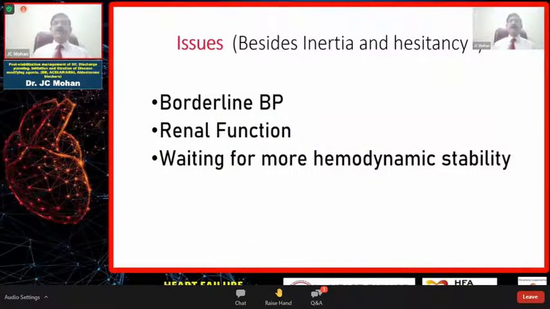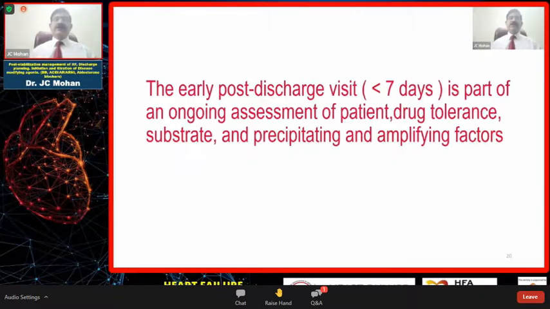So what are the issues besides inertia and hesitancy? Let us believe that we physicians should not have inertia and hesitancy. Borderline blood pressure, renal function, and waiting for more hemodynamic stability are the issues which do not allow us to initiate optimal guideline-directed disease-modifying therapy. So the earliest post-discharge visit has to be less than 7 days, and this is the time when you have to assess the patient's response, the drug tolerance, add new drugs, look at the precipitating and amplifying factors.